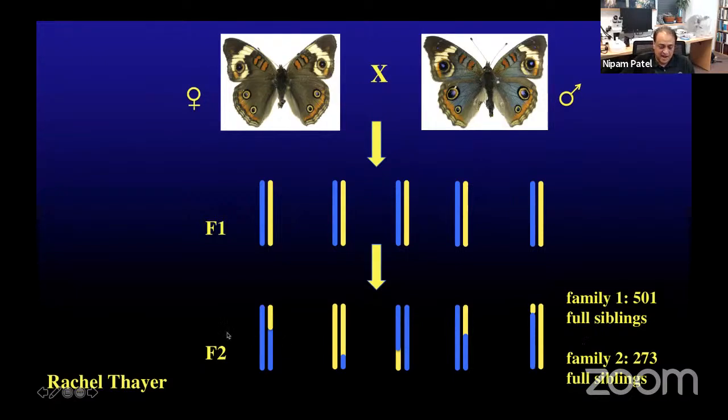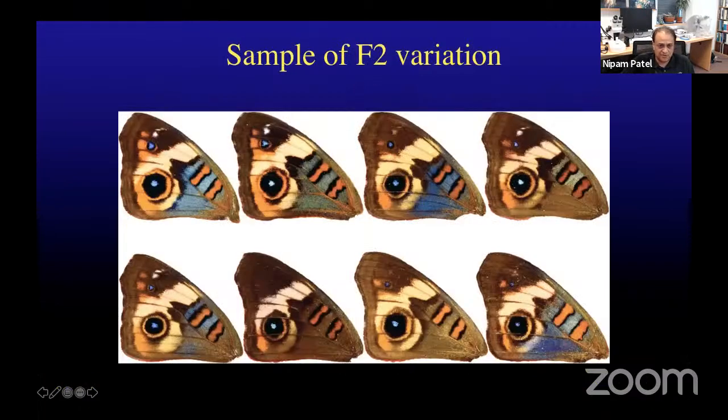And she has now actually finished RAD sequencing all of these butterflies and has started to analyze that data to do the QTL mapping. So first, let me just show you the amazing variation in the F2. So you can see all this wonderful variation in the hue of the color that you get going from brown all the way through a bluish green color.